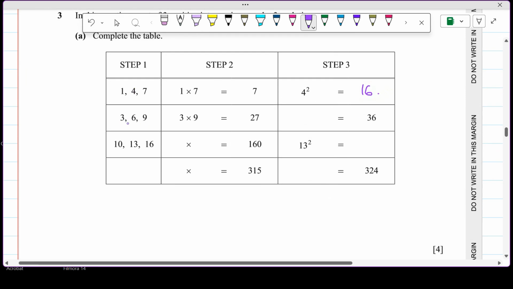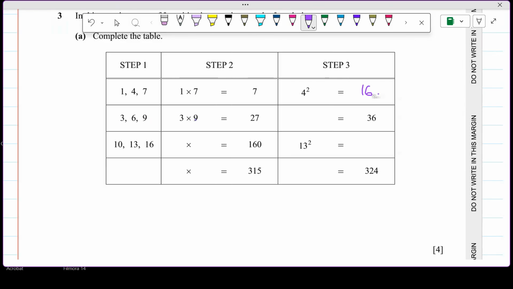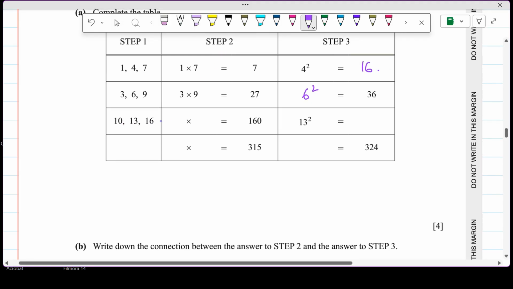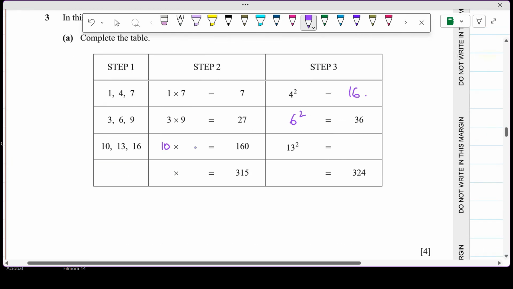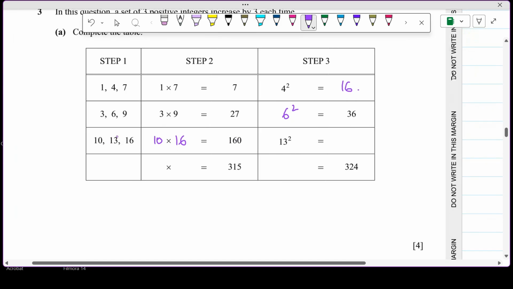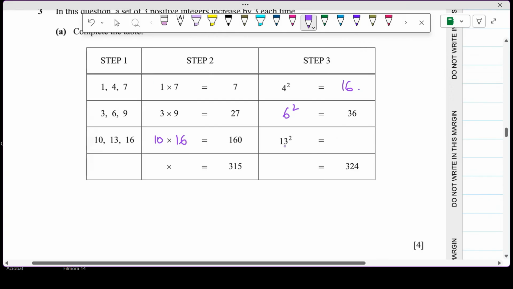Similarly, we have another set of numbers, which is 3, 6, 9. The difference, or increment, is 3, you should remember. In step 2, we multiply the first and last integer, which is 3 times 9, and this equals 27. In step 3, we take the square of the middle term, so this is 6 squared. Similarly, 10, 13, and 16. In step 2, we multiply the first and last integer, so 10 times 16 is 160. Similarly, we take the square of the middle term in step 3, so 13 squared is 169.